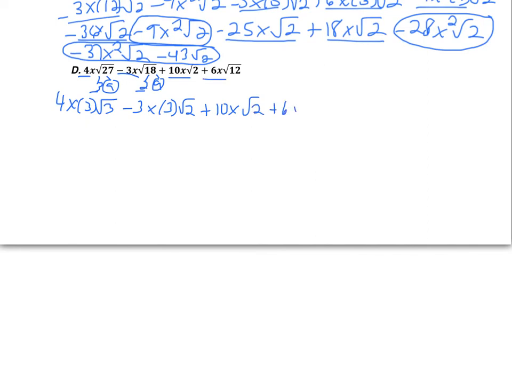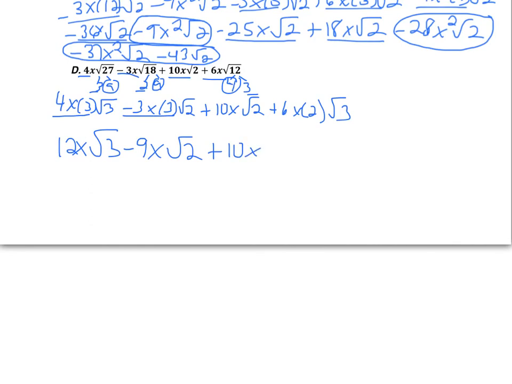Plus 6x. 12 is 4 times 3. Square root of 4 is 2. And then we have root 3. 4x times 3 is 12x, root 3. 3x and 3, that's minus 9x root 2. Plus 10x root 2. And then 6 times 2 is 12x root 3.